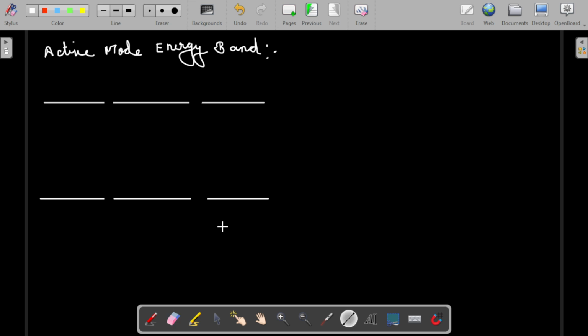Then this is P type. Let me take this as a PNP transistor. The Fermi level of the P region will lie here. This is heavily doped, so it will have quite a larger concentration, so that is drawn much below. I can even draw it much below.